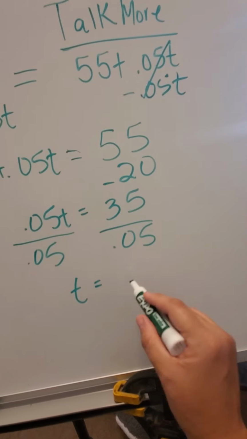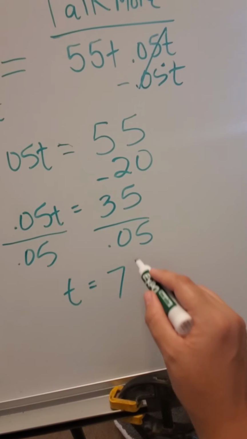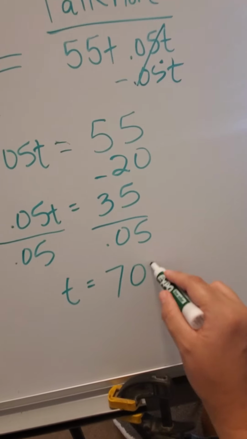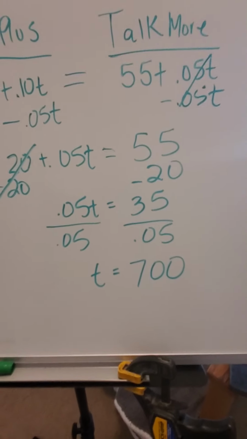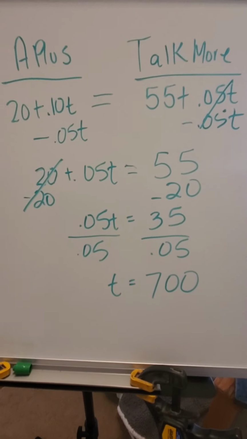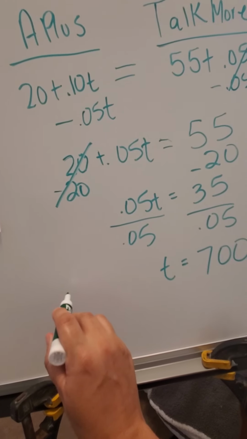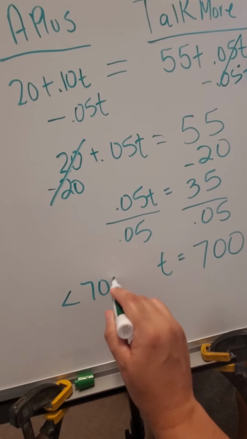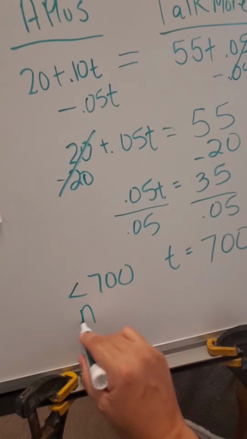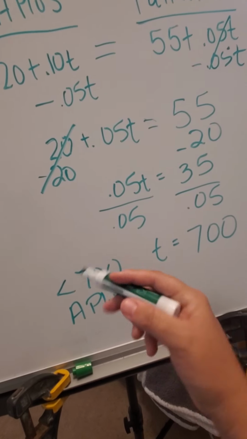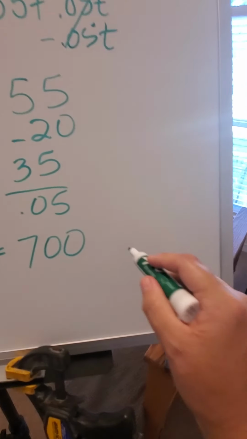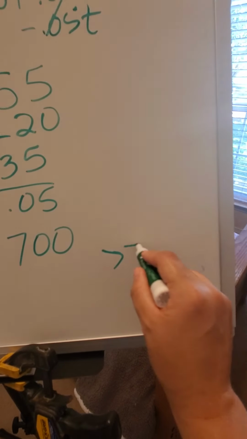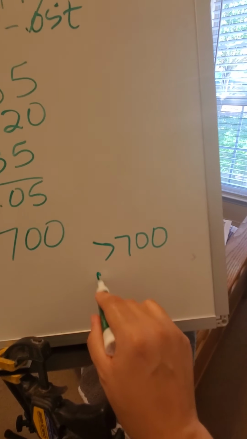So 5 will go into 35 7 times, and I have to account for 2 decimal places. So at 700 texts, they would cost the same. So if you were going to do less than 700, you would want to go with A Plus, right? Because they would cost less. If I was going to do more than 700, which is probably where you guys would fall, you would want to go with Talkmore.